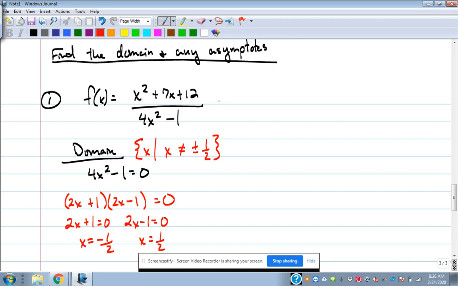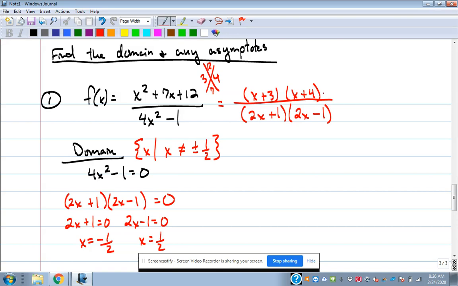Now, what we're going to do is use that factored form of the denominator over here. And we're going to factor the numerator as well, if we can. So how do we factor x squared plus 7x plus 12? X method: multiply to be 12 and add to be 7. 3 and 4, so that's x plus 3, x plus 4. All right, we did all that work. Will anything cancel out? No.